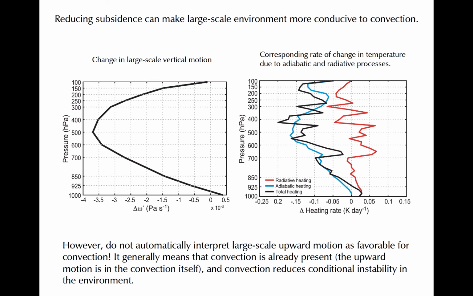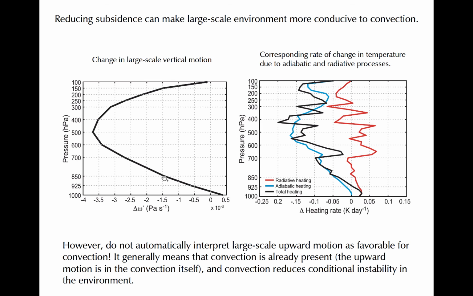Alterations to the large-scale subsidence outside clouds can make the environment more or less favorable for convection by altering static stability. Consider the two plots shown here. On the left is a hypothetical change in large-scale vertical motion associated with some disturbance. It indicates that the disturbance causes a decrease in downward motion in the clear air environment, and the biggest decrease occurs around 500 millibars. The right-hand panel shows the changes in adiabatic heating rate in blue and radiative heating rate in red associated with this change in vertical motion shown at left.